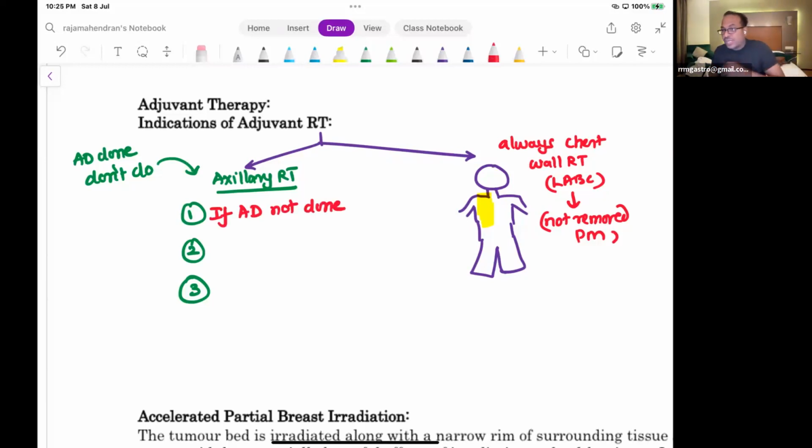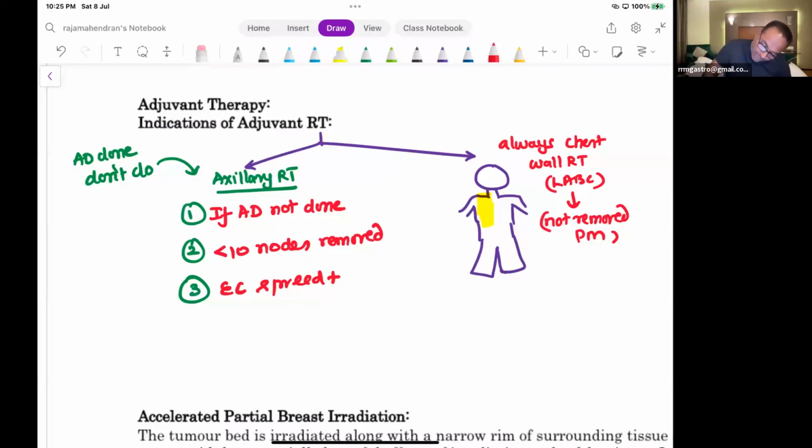If axillary dissection is not done, very good. Less than 10 nodes removed by the surgeon, poorly removed. Extracapsular spread is present in the tumor. Sentinel lymph node positive, we will do axillary dissection, not radiotherapy. If sentinel lymph node is negative, in such cases I will not be doing axillary dissection. So for them, I will give radiotherapy.